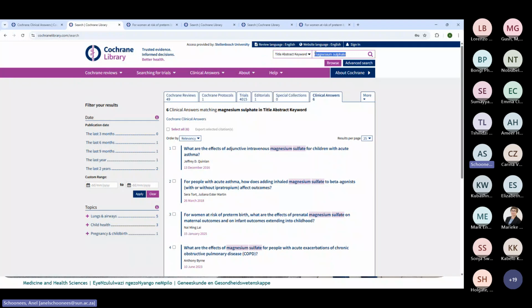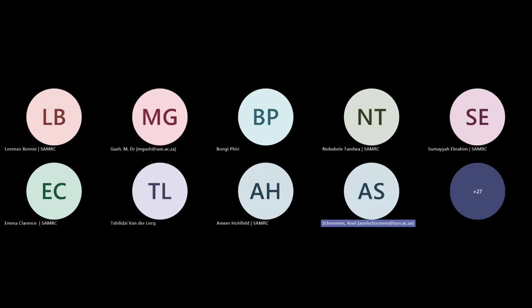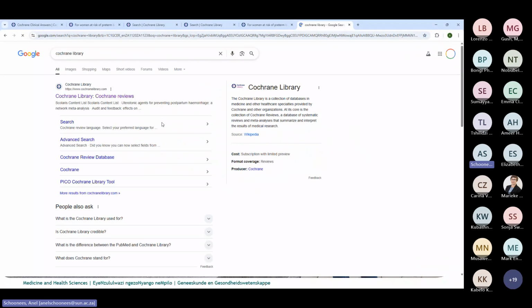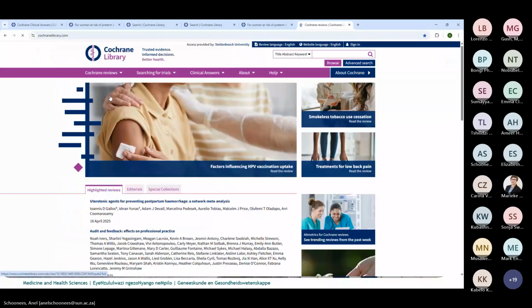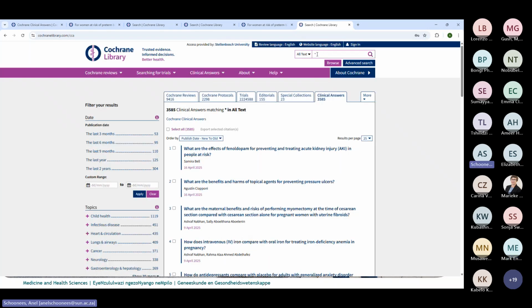Let's start from the beginning again. Go to the Cochrane Library. And if you want to go straight to clinical answers, you click there on Browse Clinical Answers. It will automatically add the asterisk and show you all the clinical answers that there are, right?